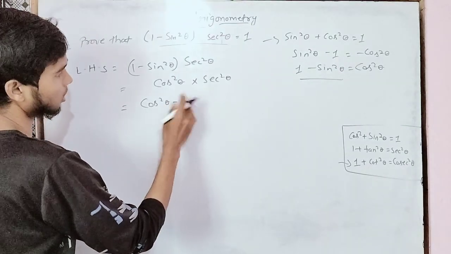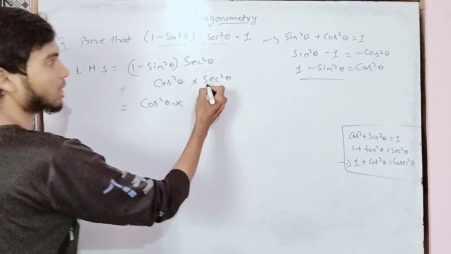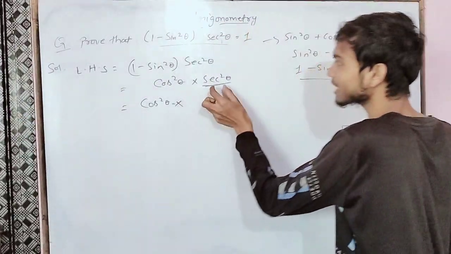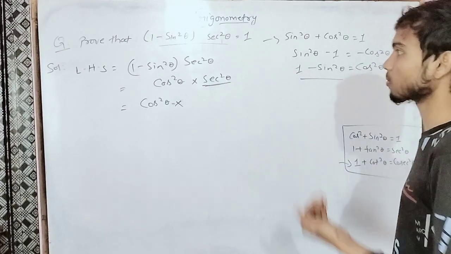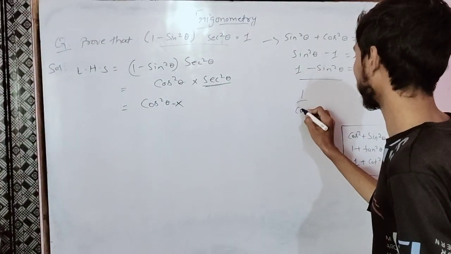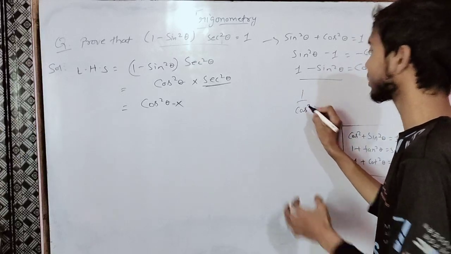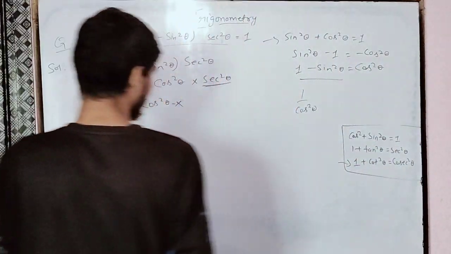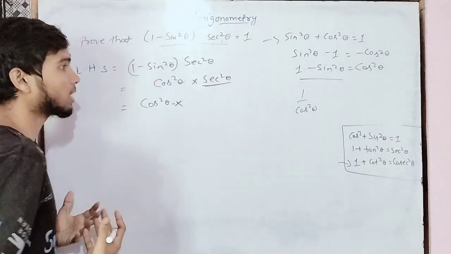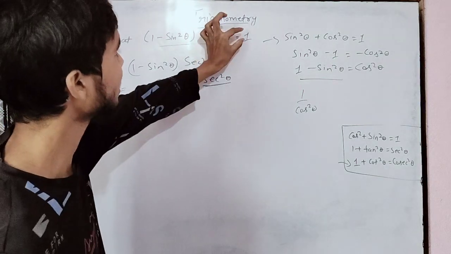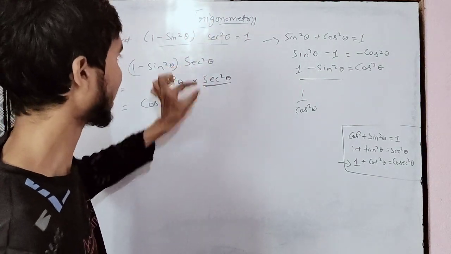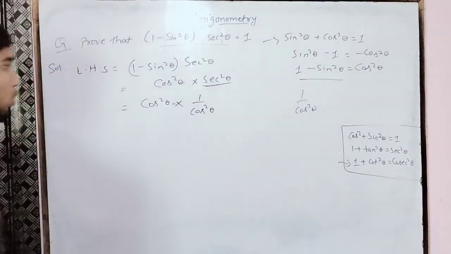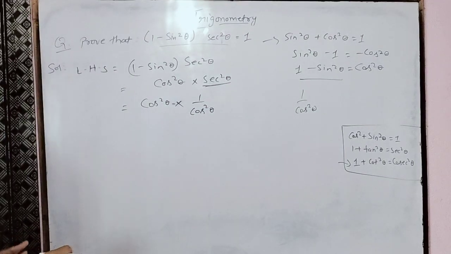Cos square theta, multiple. To bring 1, we can say that it can be written as 1 upon cosec square. 1 upon cosec square. So this is equal to this much, as you know. It is the basic. So what I am saying is, to bring this much, we can write this as 1 upon cosec square theta. Clear?